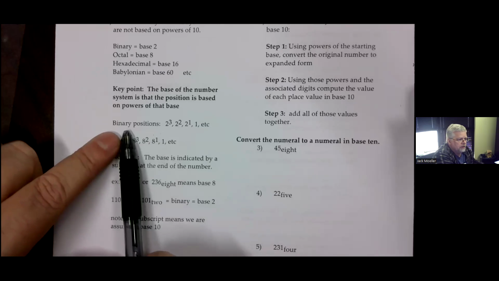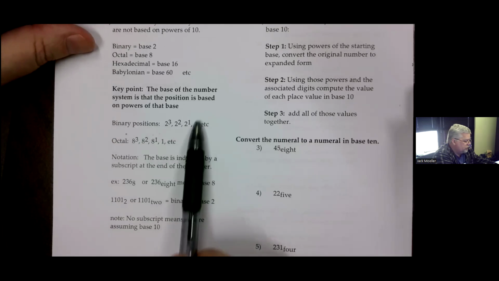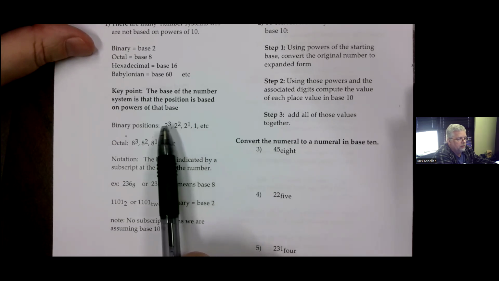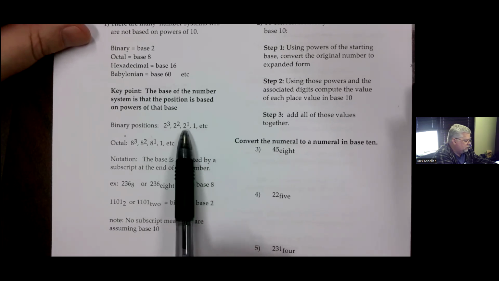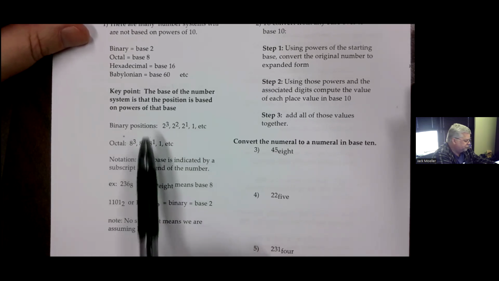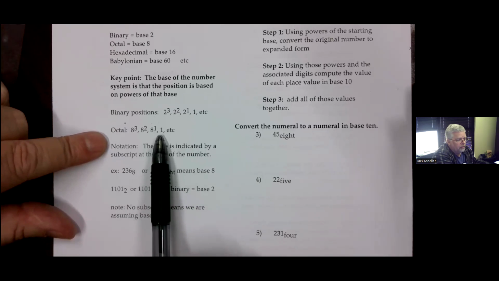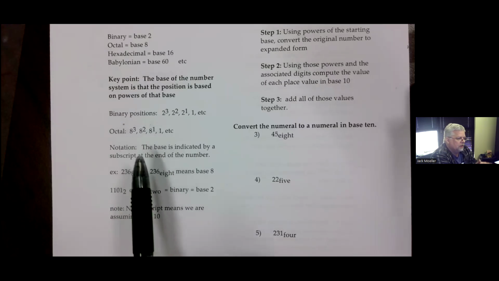So in a binary system, which is base 2, we're dealing with powers of 2. So 2 to the 0 gives us 1, so we're just going to call that the ones, like in all these systems. And then as we go to the left, it's 2 to the first, 2 to the second, 2 to the third. Those are the position values. It's no longer 10 and 100 and 1,000. It's 2 squared is 4, 2 to the third is 8, and so on. For an octal system, that's base 8. On the right, we're always going to start with the ones. And then as we move to the left, it's 8 to the first, 8 to the second, 8 to the third. Those are the values of the digits in those places.